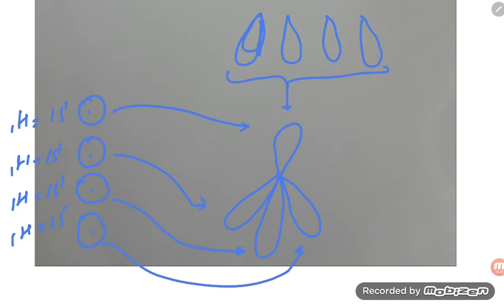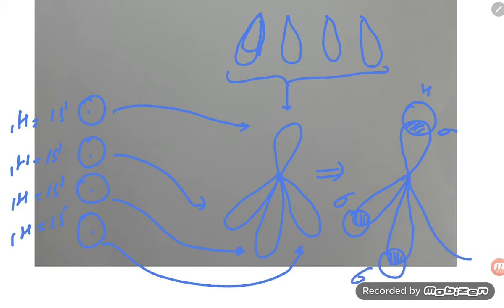Okay, student, what will the structure of CH4 be? Here hydrogen is overlapping, so they form a sigma bond. Again here there is overlapping, so again it forms a sigma bond. Again one is there, again overlapping, sigma bond. And finally here, student, again it is forming a sigma bond.